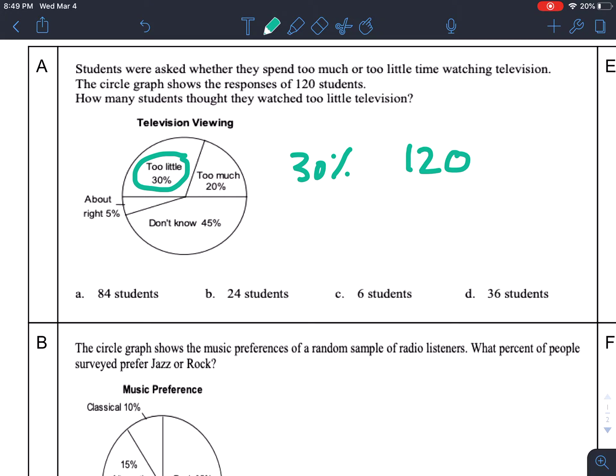Now, the easiest way to do this is to write 30% as a decimal, so 0.3 times 120, and you can put that into your calculator. 0.3 times 120, I believe, is 36. So 36 students is D. The other thing you could have done is you could have taken the number of students, so you could have looked at 84 students divided by 120, 24 students divided by 120, 6 students divided by 120, and figured out which one had 30% as its decimal. So you were looking for a 0.3.